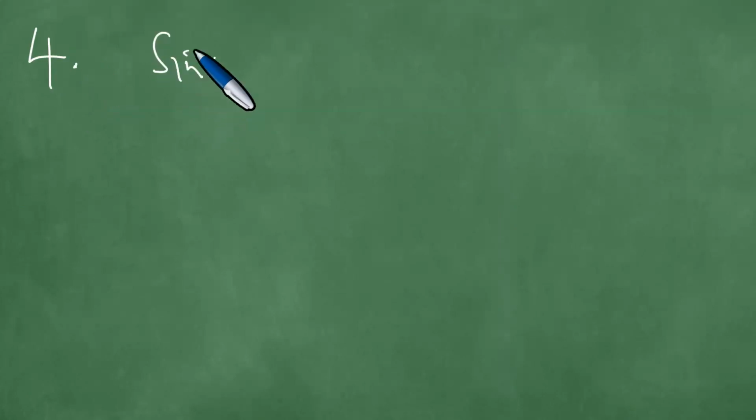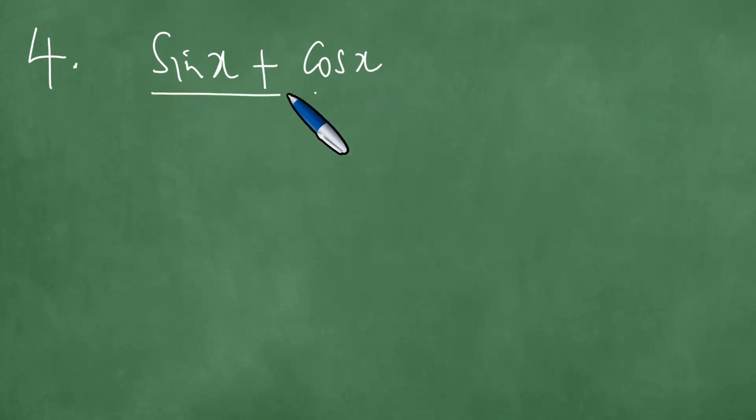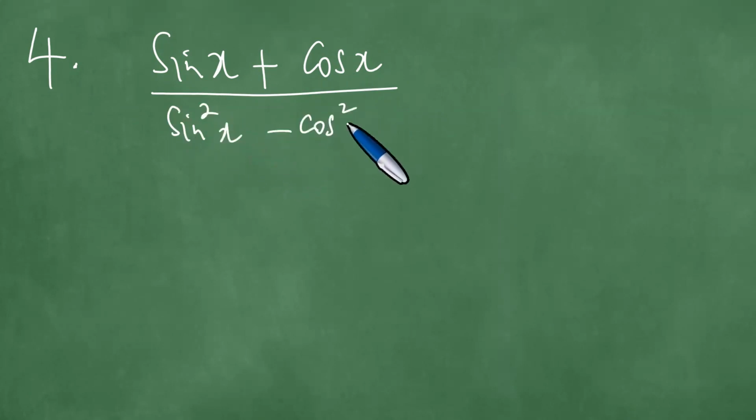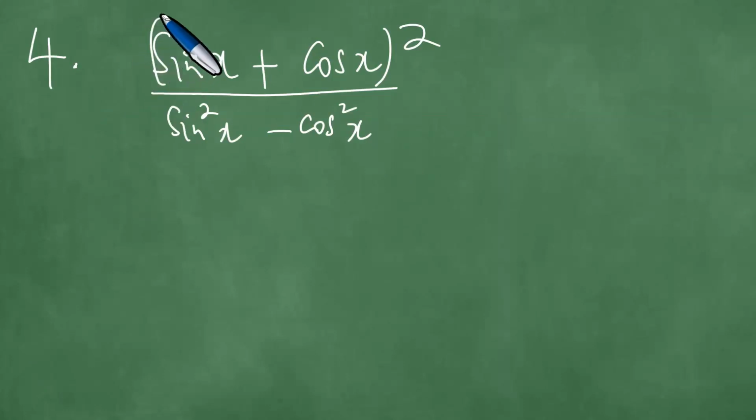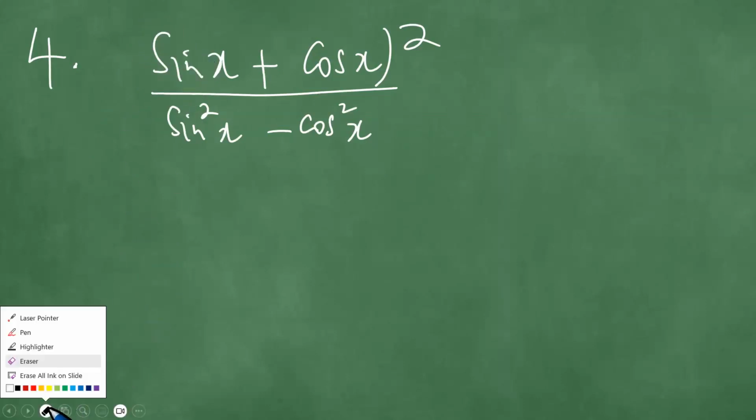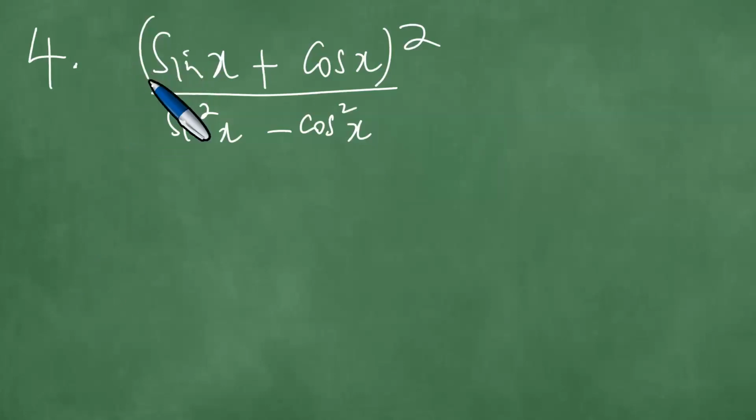Let's look at this one. What about if we give you sine x plus cosine x, squared, and you divide everything by sine squared x minus cosine squared x? Now we have this, but what do we do here? This is an exercise, so we need to simplify these. How do we simplify these?